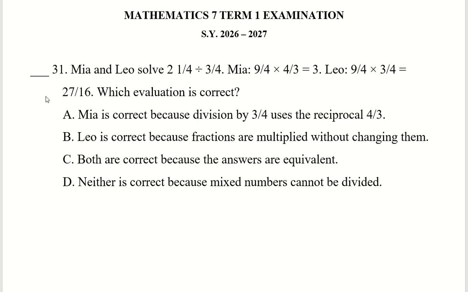So, we have 2 and 1/4 divided by 3/4. Okay, so dito pa lang sa ating divisor, 3/4, yung kay Leo, 3/4 pa rin yung ginamit niya. Mia will be correct kasi yung kanyang divisor po ay naging 4/3, by reciprocal. Kailangan i-reciprocal po kapag tayo ay nag-divide. So for 31, the answer should be Mia is correct because division by 3/4 uses the reciprocal of 4/3. Letter A.